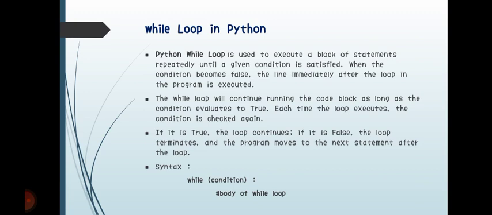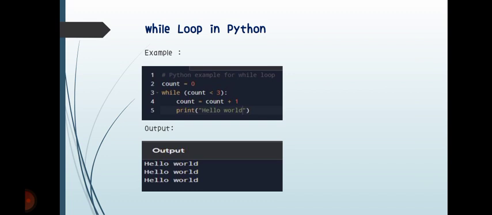Every time the while loop starts, it checks the condition, then it will execute whatever content is present in the while loop body, and again after the end it will check the condition again. It will check the condition until the condition becomes false. If it's true, it will keep repeating, and if it's false, it will terminate and move to the next statement.